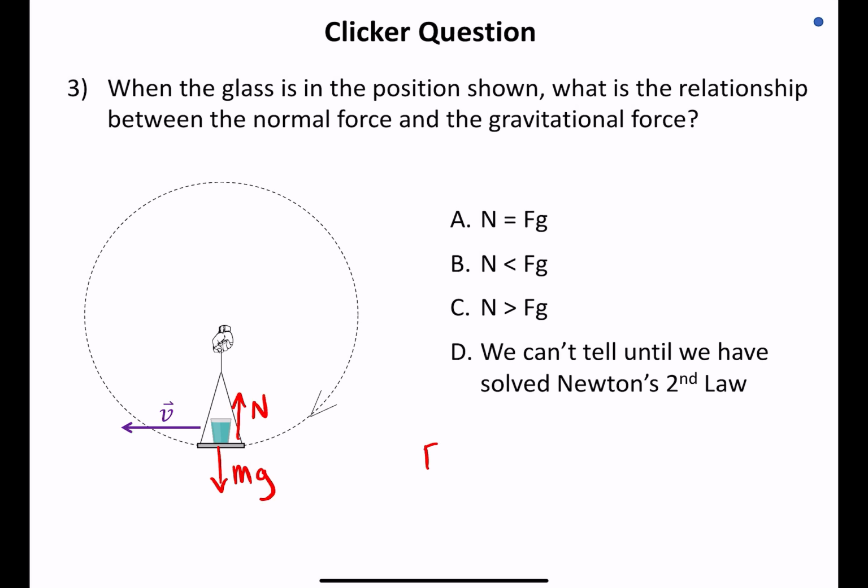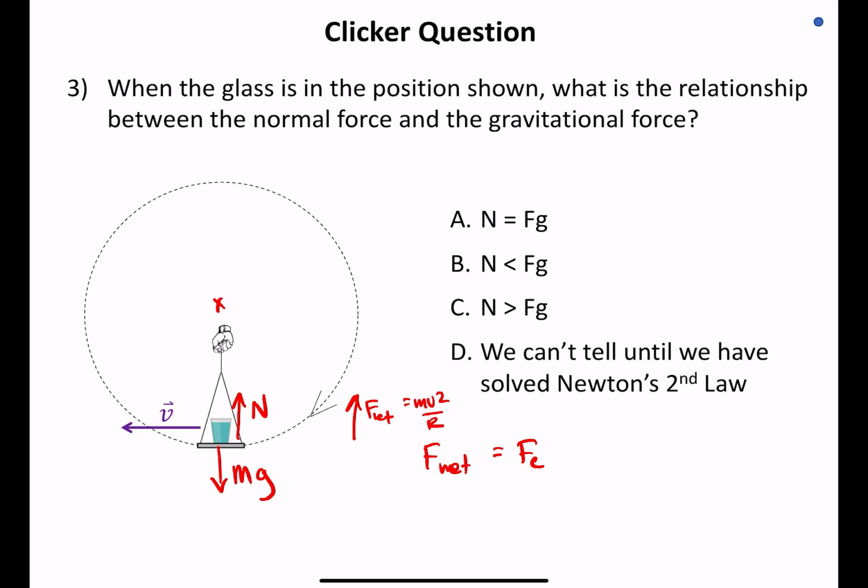And just like before, we know that our net force should be equal to our centripetal force. Remember, again, the centripetal force is not some magical extra thing. It's caused by the other forces already on the system. So here, our net force is equal to our centripetal force. Our centripetal force is always directed to the center of the circle, which in this case is up here. So our F net goes in this direction.